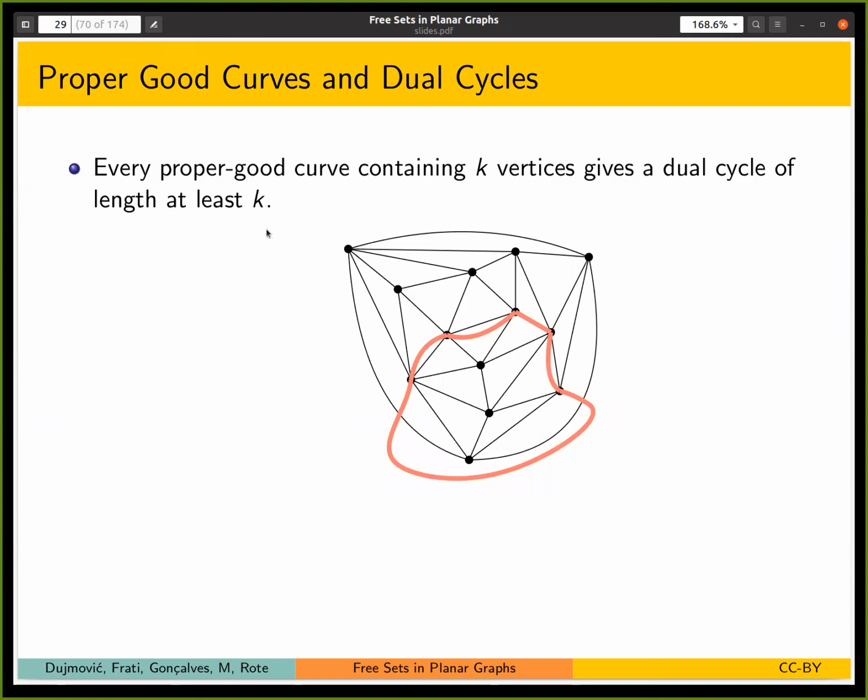Okay. So back to proper good curves in embedded planar graphs. We can forget about all this other stuff now. So if you give me one of these proper good curves that contains, let's say, k vertices, then take a little deformation of it so that it doesn't contain any vertices. So if it passes through a vertex like this, in one face incident to that vertex and out another one, just have it walk around the vertex instead. Okay. Now it doesn't contain any vertices.